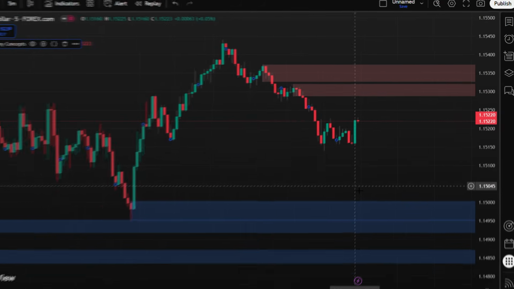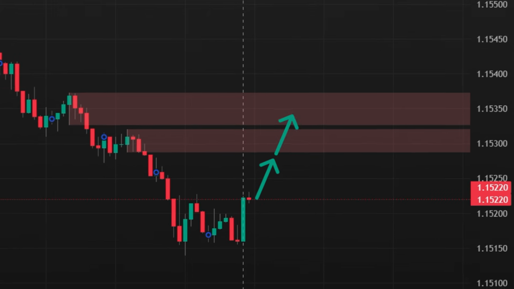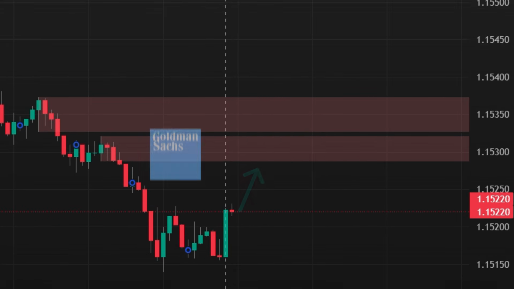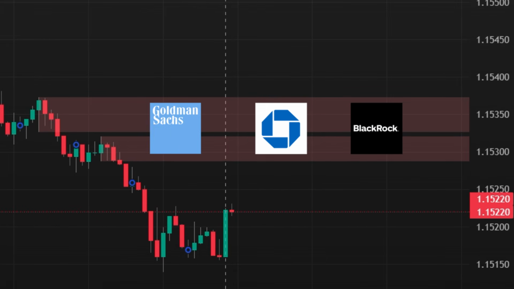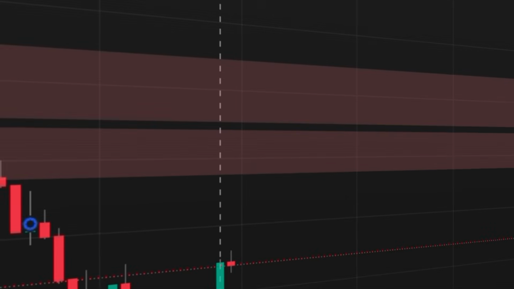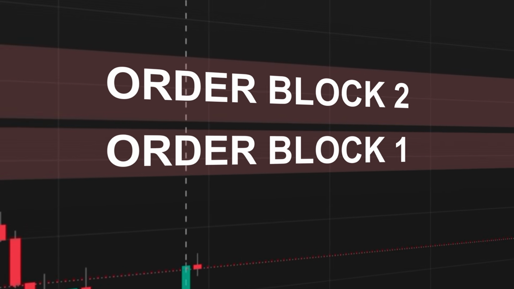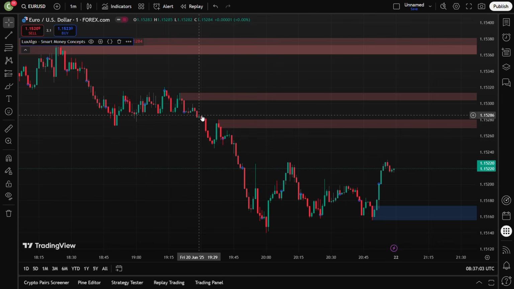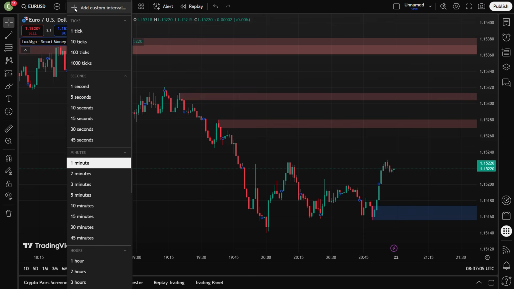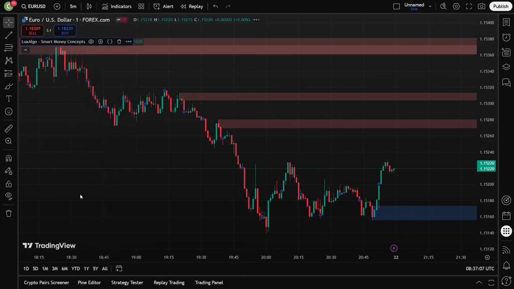This indicator shows us key zones where the price is likely to reverse, based on where big institutions have placed large buy or sell orders in the past, which are shown in these internal order blocks. Since I'll be placing 5-minute trades, I will also change the candlestick duration to 5 minutes in TradingView.